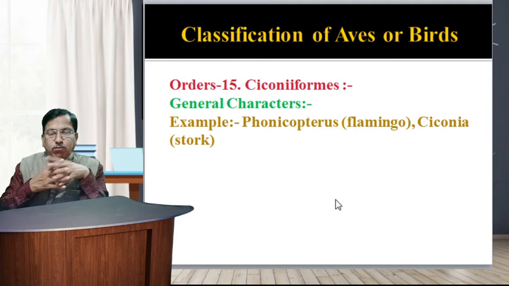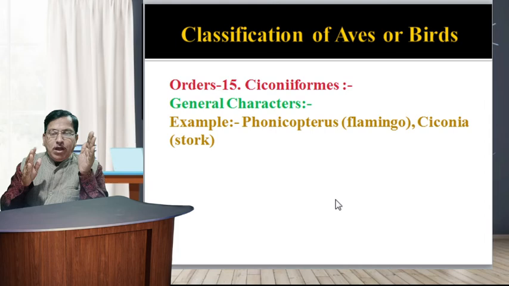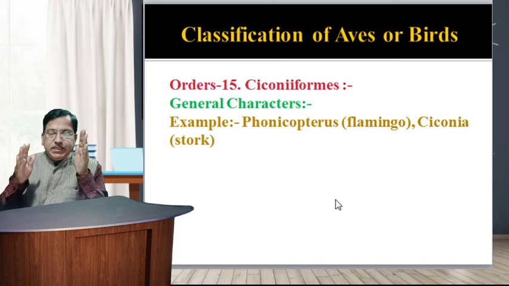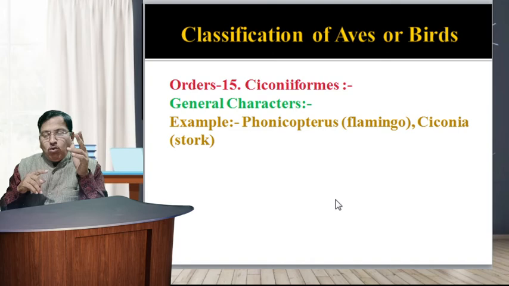In Ciconiiformes, the general characters are: long legged marshy wading birds, neck long and snake like, beak javelin or pincer like for pursuing aquatic prey, feathers decorative, strong feelers, toes without web, young ones born naked. Some are migratory. Examples are Phoenicopterus, flamingo, Ciconia, stork.